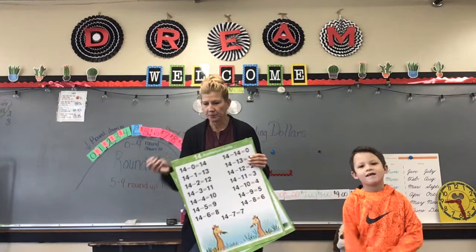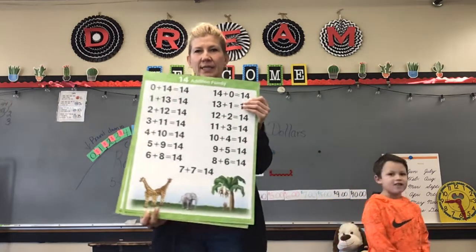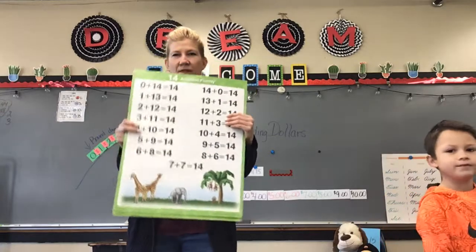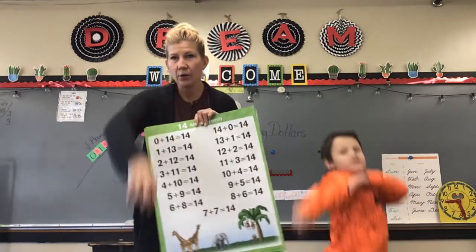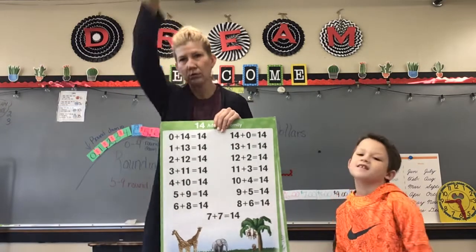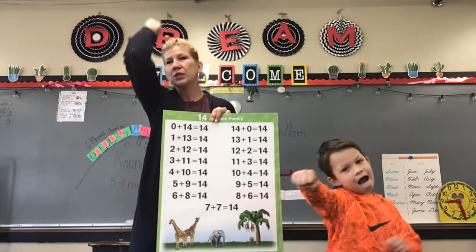So we're going to start. I can do this without looking. We're going to do our addition family first. So go ahead, stand up. Let's do our addition family. And today you can do an elephant roar on the answer. Ready? Begin. 0 plus 14 equals 14.